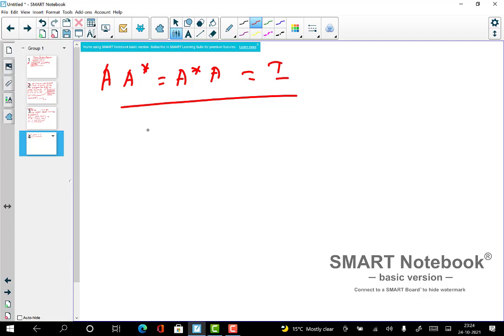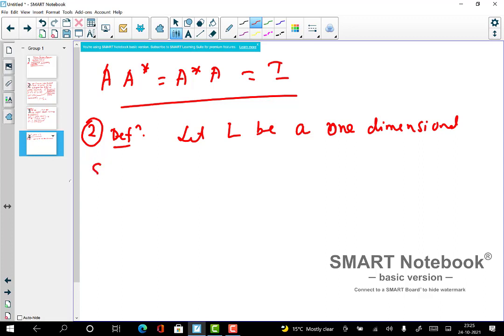There is one more operator over R, which we call the reflection operator. That is also orthogonal. Let me define the reflection operator, and I will give a proof maybe after some time, because I need some results in between. Definition: let me define the subspace. Let L be a one dimensional subspace of R2.